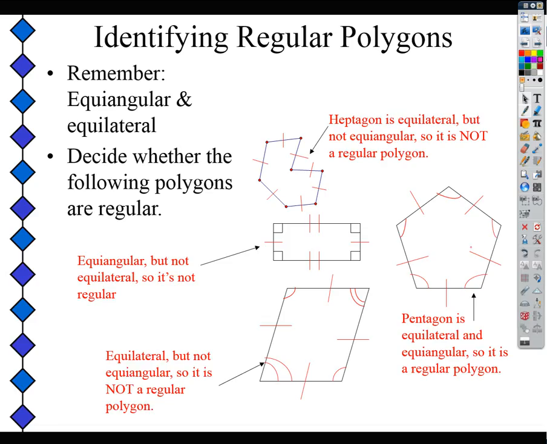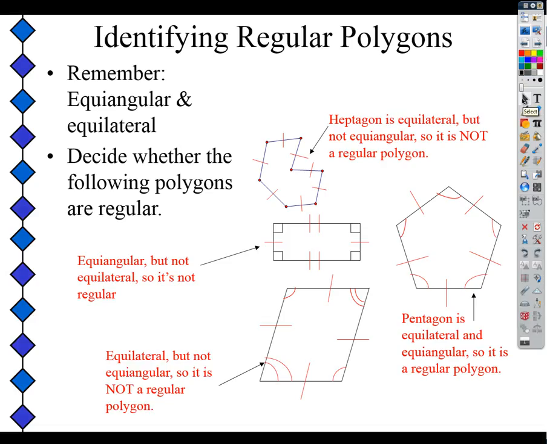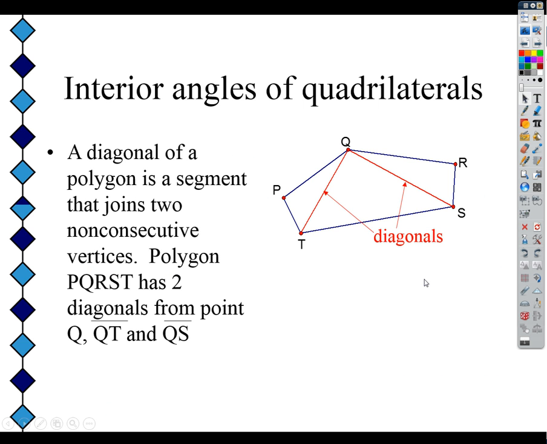Notice that regular polygons have lots of symmetry. We'll talk more about symmetry later, but you could turn it and it would look the same. You could reflect it, right? Okay, so diagonals are just defined as being segments that join non-consecutive vertices. It's a diagonal if it joins a vertex to another vertex that it's not next to. Does that make sense? Okay.